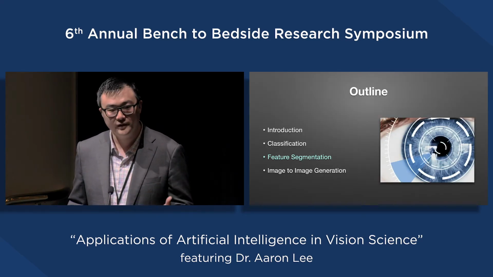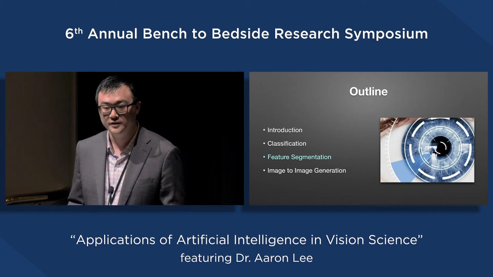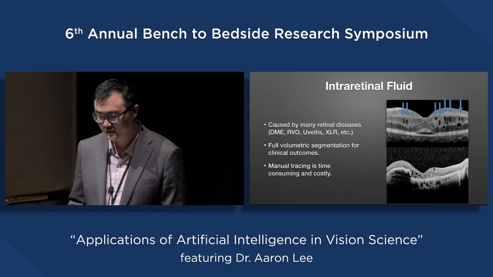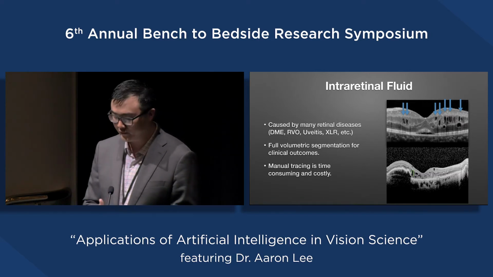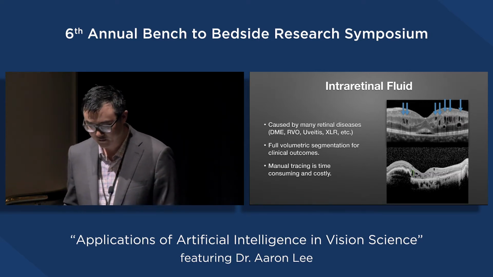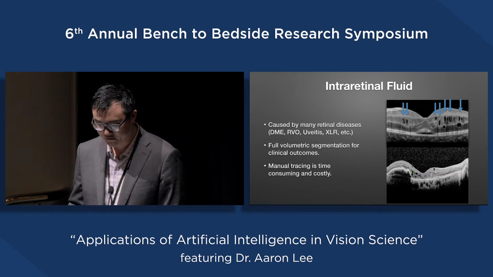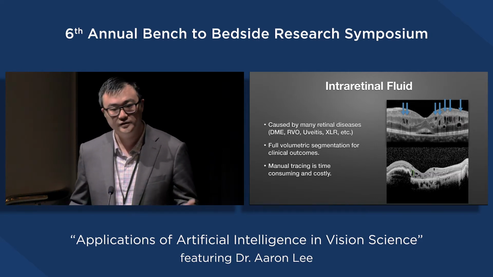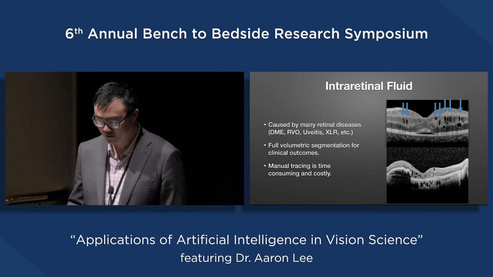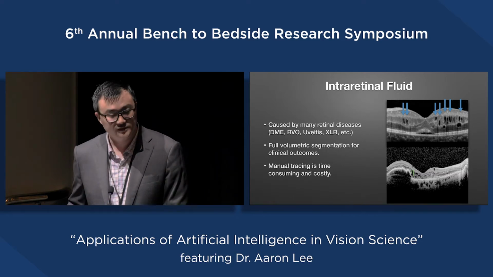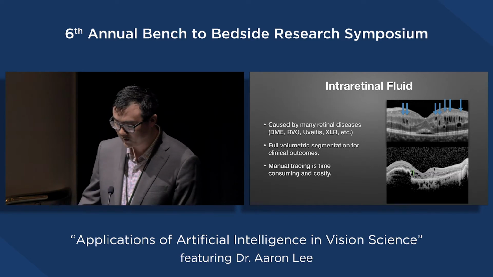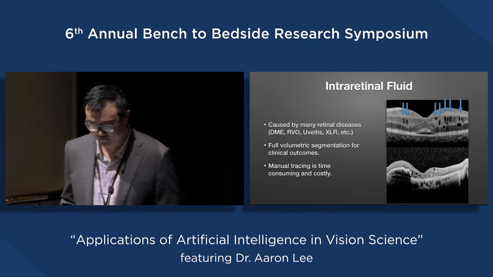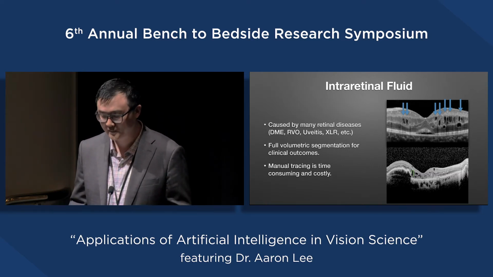Our next foray was to do feature segmentation. And the problem that we turned to was segmenting intraretinal fluid. So as everyone knows, intraretinal fluid is a big problem caused by lots of different diseases. Full volumetric segmentation would be really useful for clinical outcomes. But manual tracing is really time consuming and costly. So I think one of my students is trying to trace all the intraretinal fluid cysts there, and it's taking forever. I think it's sped up 5 times too.